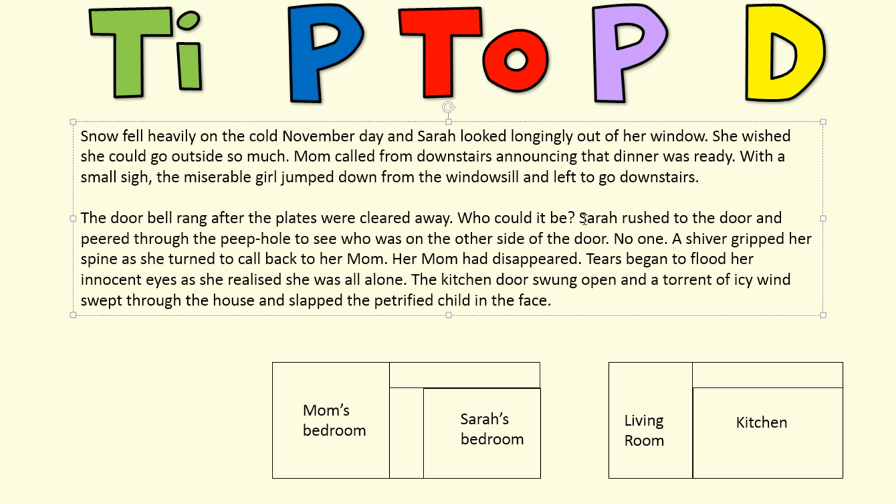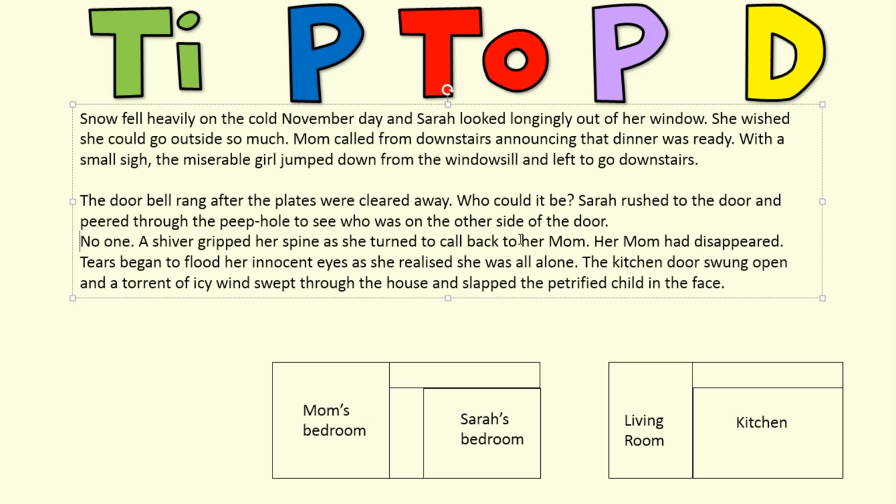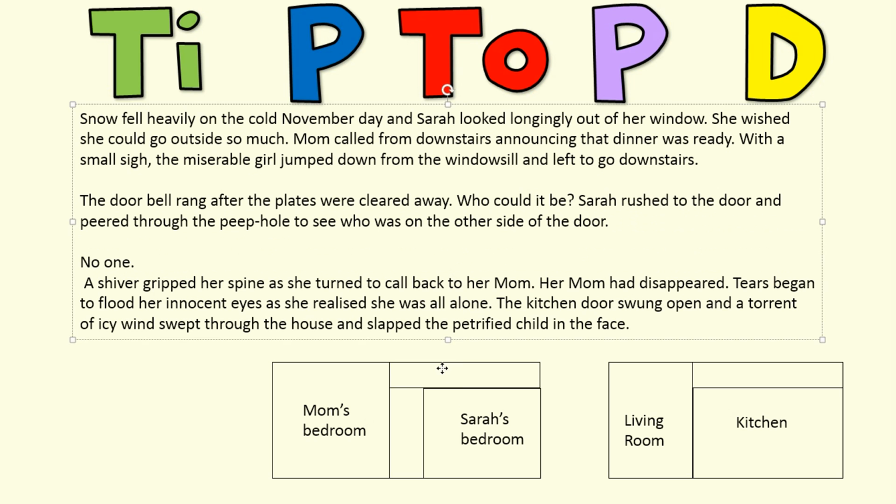Who could it be? Sarah rushed to the door and peered through the peephole to see who was on the other side of the door. No one. Now, in this part here, I would not put a paragraph, because she's rushing to the door from the kitchen, I'm presuming, where she was eating. So we didn't leave, we didn't start in this room, we just went from here to the door. So we can keep it there. But this "No one", which is something quite dramatic, the fact no one's there, we could use for dramatic effect. So I'm going to put a paragraph saying "No one", just like that.